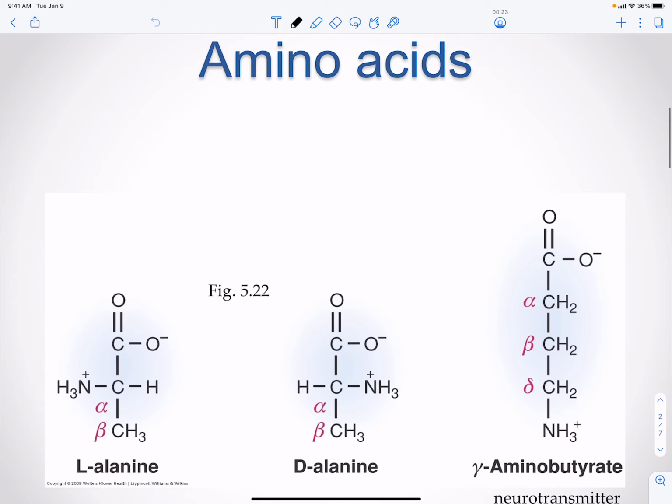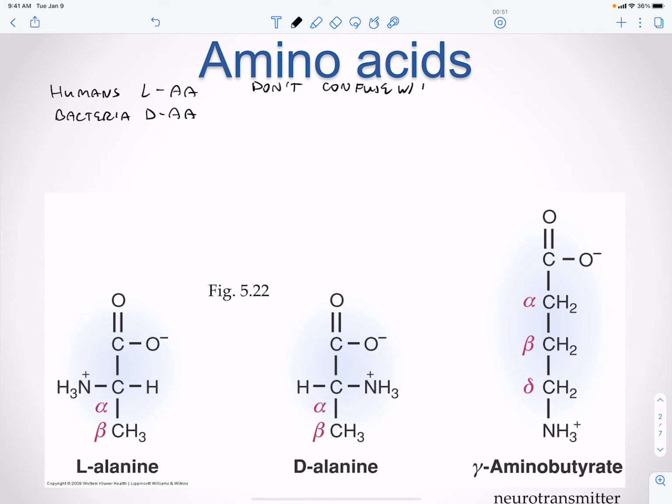So as we know, amino acids are going to be the building blocks of proteins, and humans only have L amino acids in proteins. So humans have L amino acids, bacteria have D amino acids. Do not confuse with sugars, because those are D sugars. So that's a special note. Don't confuse the two. So we have L amino acids, bacteria have D amino acids.